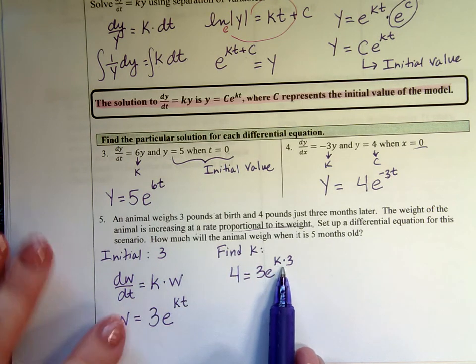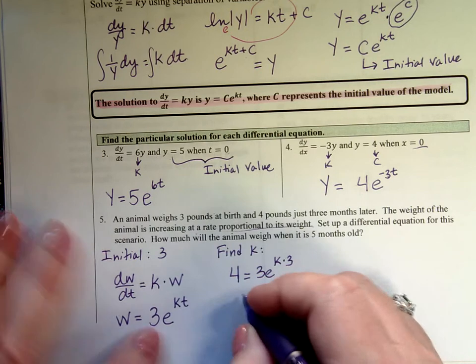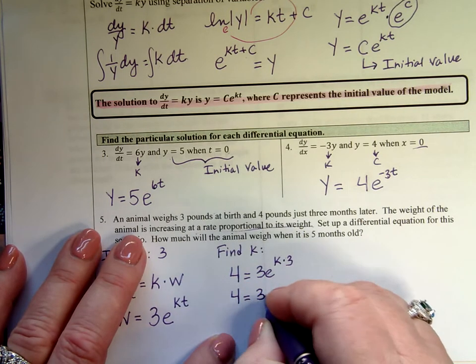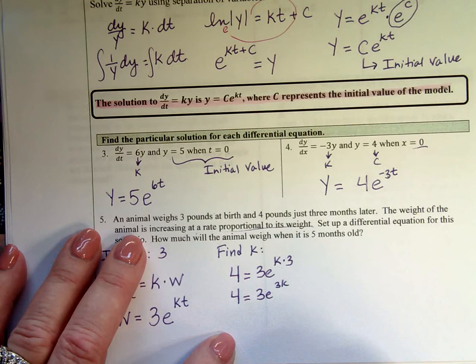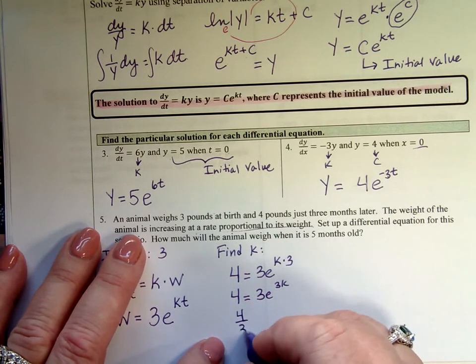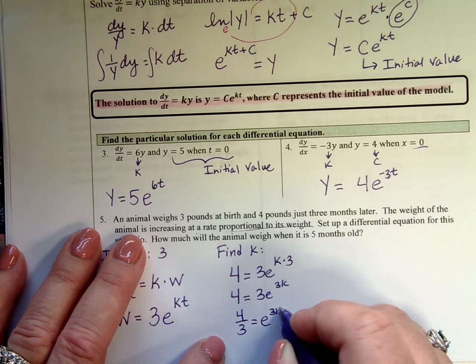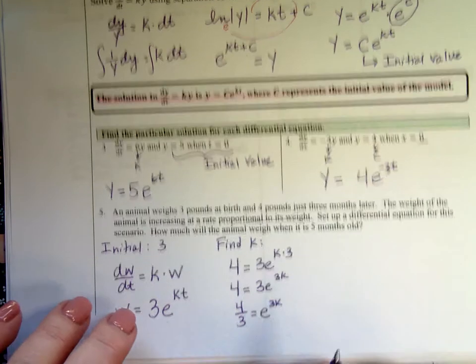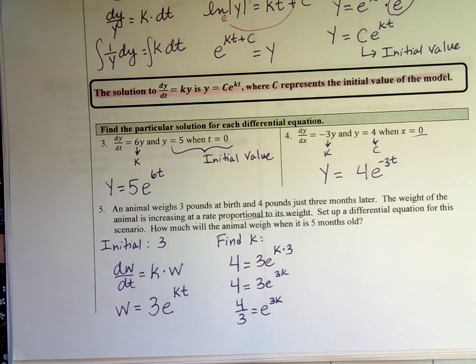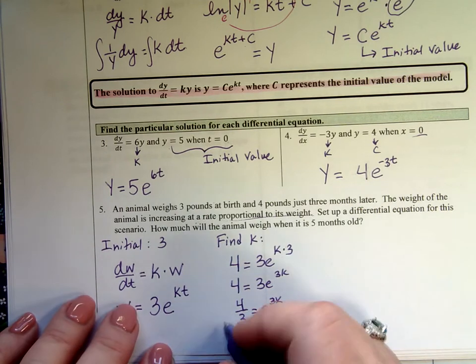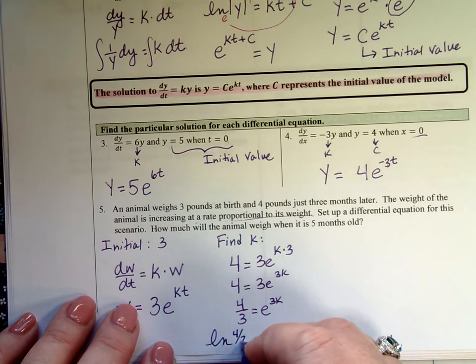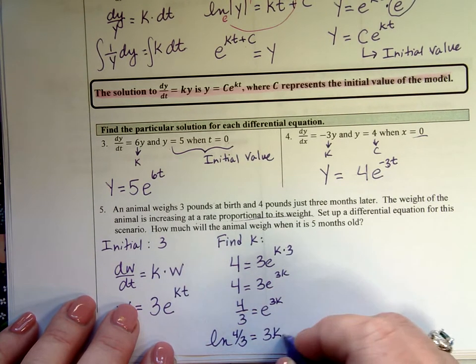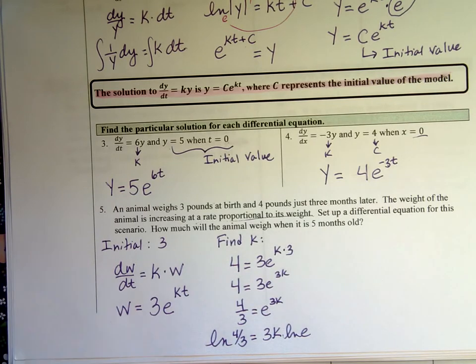Let me show you how this works because it's going to involve some logarithms. I'm just going to write it a little nicer. 4 equals 3e to the 3k. Divide by 3: 4/3 equals e to the 3k. How can I get the k down? Well, exponents, logarithms. I can pull it down if I take the natural log of both sides. So I'm going to make this the ln of 4/3 equals 3k ln of e. Remember, the power can come down in front as long as I take the logarithm of both sides. In this case, it's an ln because e's are involved. It's not a log.